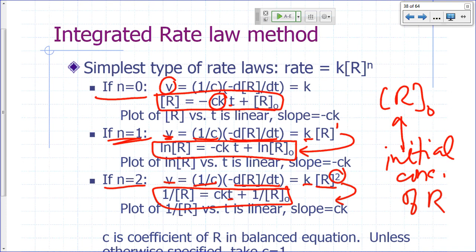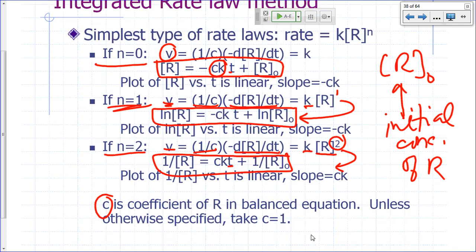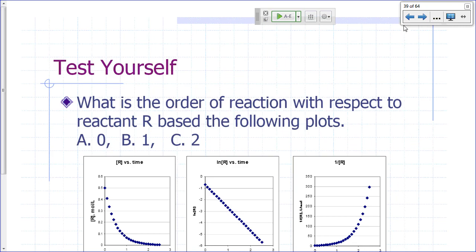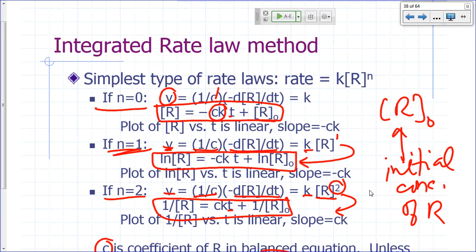Now, c, like I said, is the coefficient of r in your balanced equation. Unless otherwise specified, we're just going to assume c is equal to 1, because we can always adjust the coefficients of the balanced equation so that the coefficient for a particular reactant is equal to 1. So from now on, we can just ignore that c and take it as 1. Let's see what the consequences of these are.